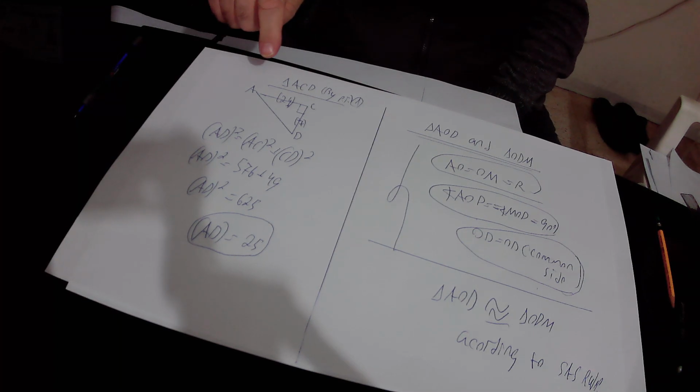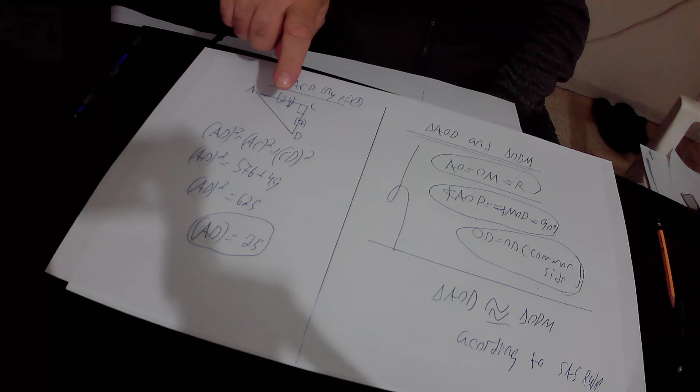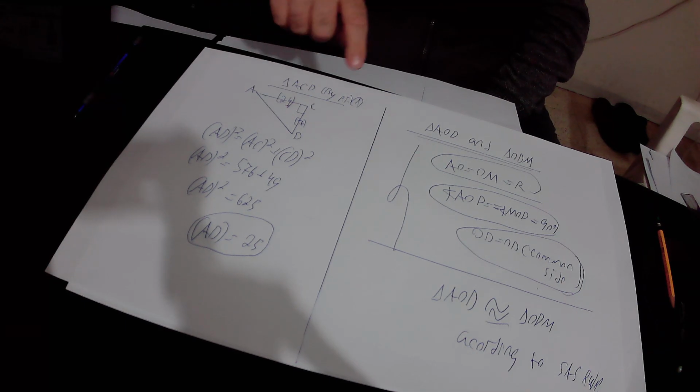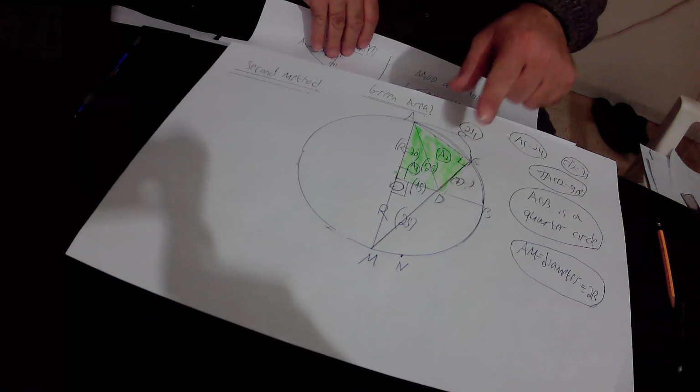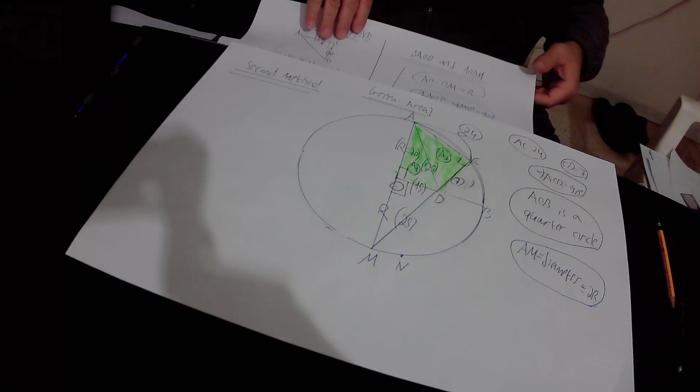We took the root of this equation and found that the hypotenuse AD equals the square root of 625, that is 25. So here AD equals 25 units in length.